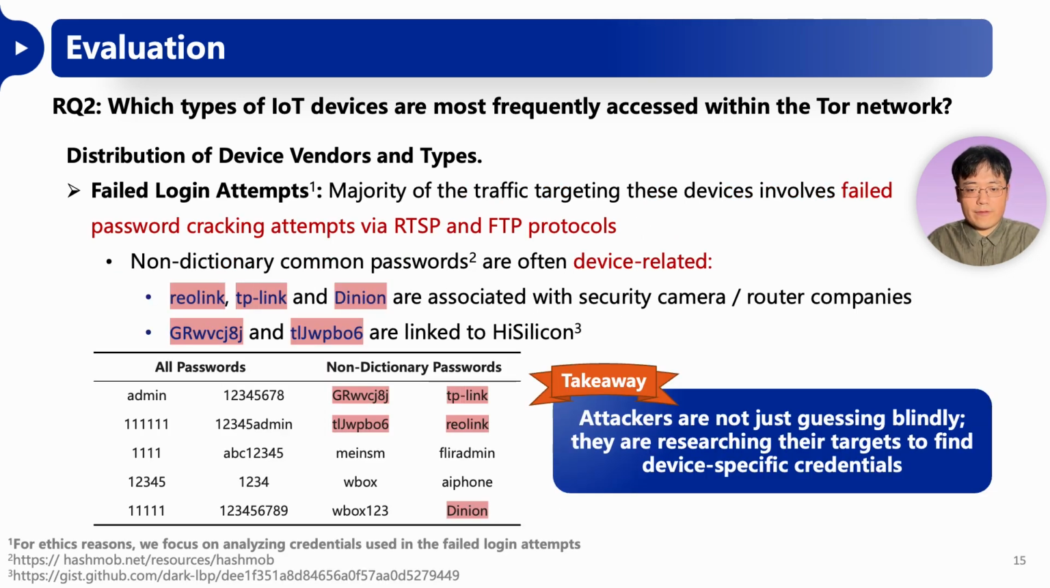What's more, we found most of the traffic is brute force login attempts, and for ethical reasons, we focus on analyzing credentials using the field login attempts. We found that the top 10 of the non-dictionary passwords are related to specific device brands, like Link and TP-Link. This shows that attackers are not just guessing blindly, they are researching their targets to find device-specific credentials.